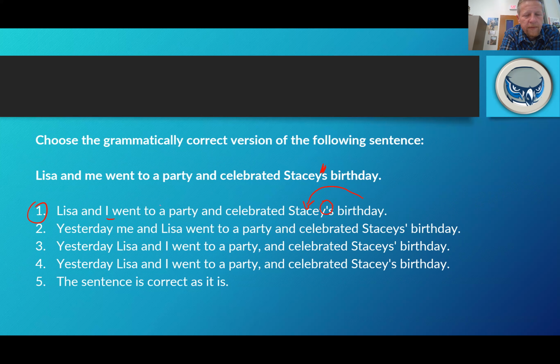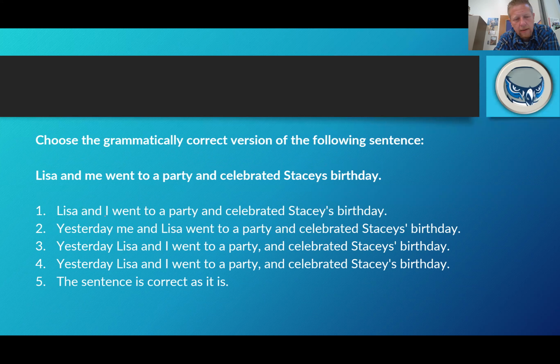Lisa and I went to a party. If you've ever had a parent or teacher correct you when you say Lisa and me went to a party, or yesterday, me and Lisa, the me is a problem, right? And here's how you can tell. If you want a great way to remember it, cross out some words. Cross out this. Would you say me went to a party and celebrated Stacy's birthday? No, you would not. You're not a person of the cave. Or how about this? Yesterday, me went to a party and celebrated Stacy's birthday. You would not say that. You would say, I went to a party.